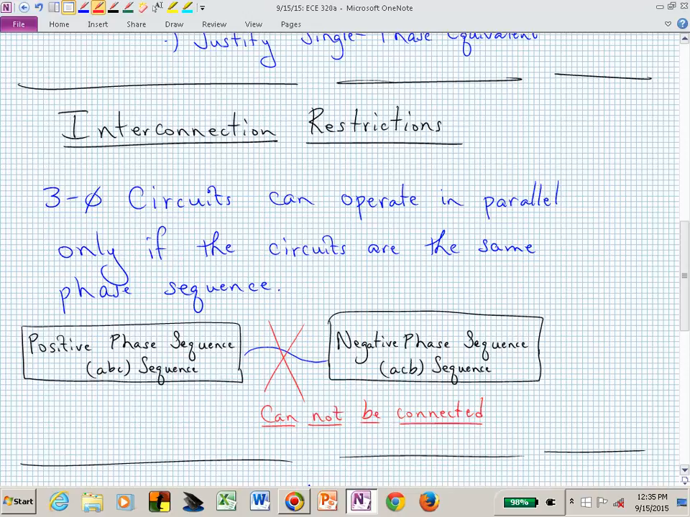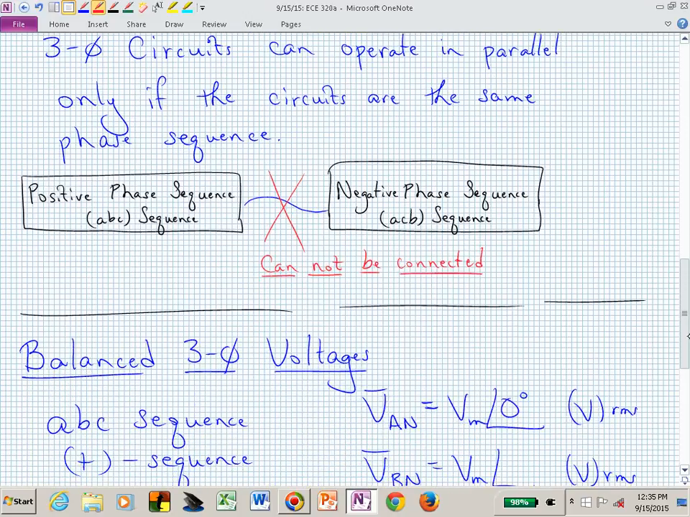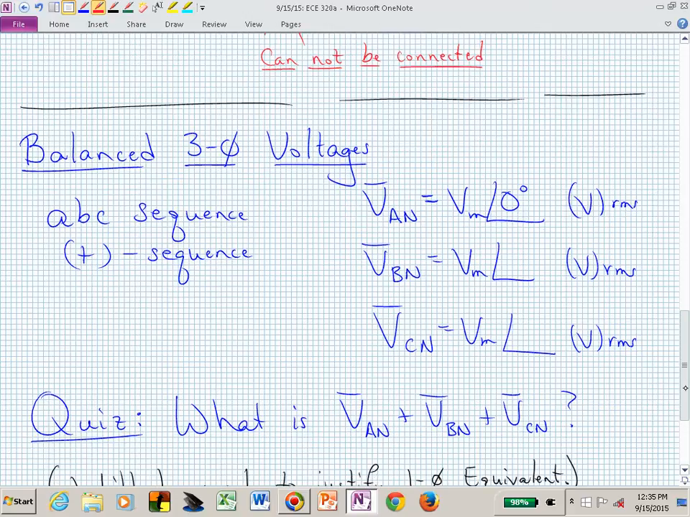We probably won't be trying to trick you into saying, oh, here is a positive phase sequence and here's a negative phase sequence and they're interconnected. No, it's hard enough to just play with things that are okay to play together, positives with positives, but you can have loads, Y connected and delta connected, in parallel with each other. That's okay. It's just the sequence can't be different between the two loads or sources. Here's our quiz.